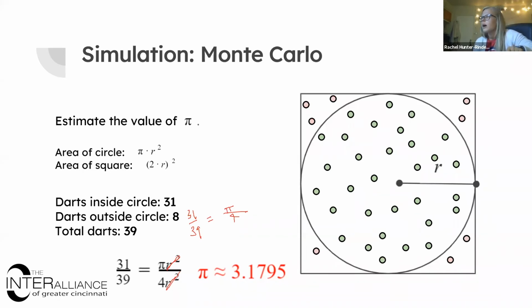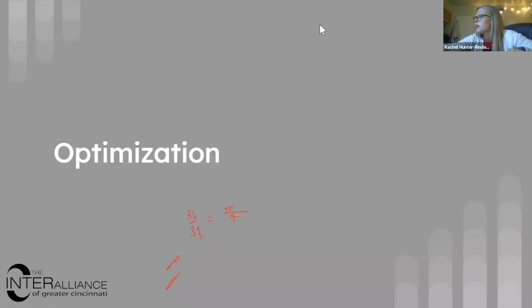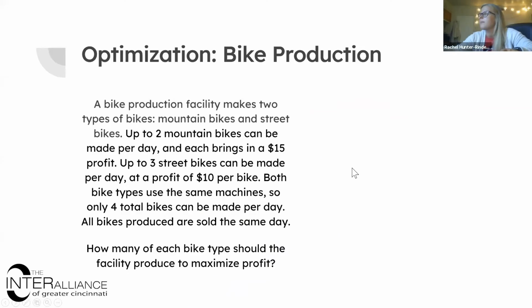So I'm going to, oh, I don't know how to get rid of my annotations. Let me clear all. Okay. So I'm going to move into a basic example of optimization, and then we'll come back to some more applications, and we can brainstorm a little bit more where we might see each of these things.